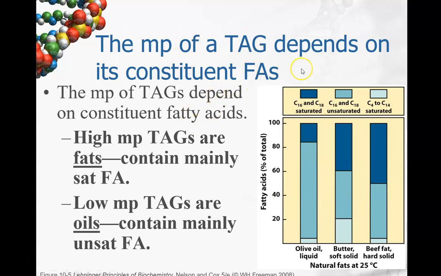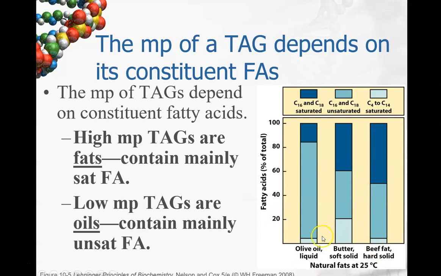So I showed you the fatty acids with their different melting points. So the melting point of a triacylglycerol depends on what fatty acids make them up. So if we have a high melting point triacylglycerol that contains mainly saturated fatty acids, that's what we call a fat. It's a solid at room temperature. Whereas if we have triacylglycerols that are oils and they have mainly unsaturated fatty acids, remember those have lower melting points, so they will be liquids at room temperature. So the fats and the oils that we love to eat are all triacylglycerols, but they have different fatty acids that make them up.